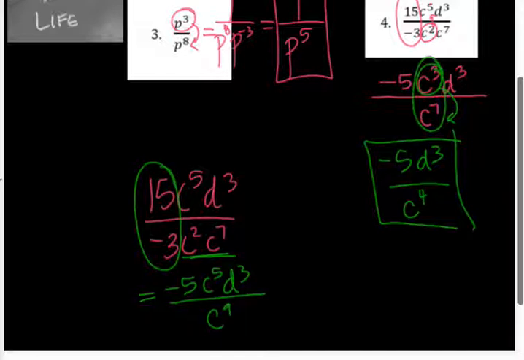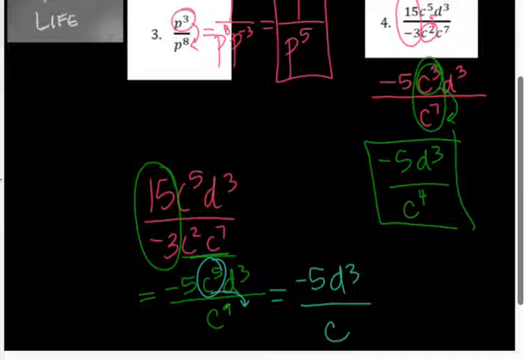And now, this is the smaller exponent, so I'm going to move it down here. So I would really have c to the 9 minus 5. So I get negative 5 d to the 3rd over c to the 9 minus 5 gives me 4. So I still get the same answer. So there's more than one way to do these types of problems.